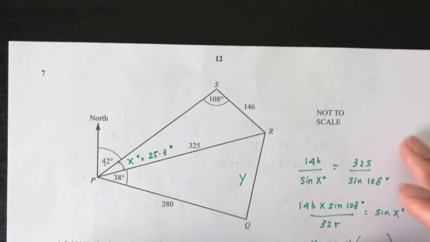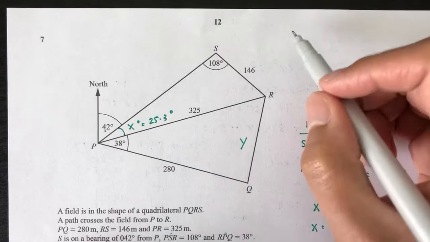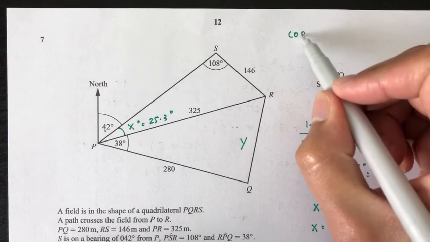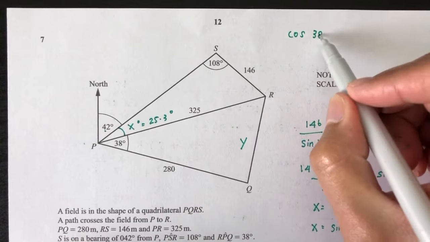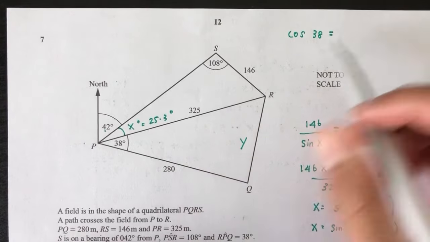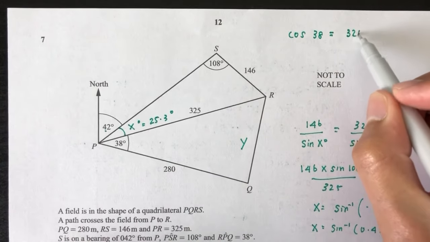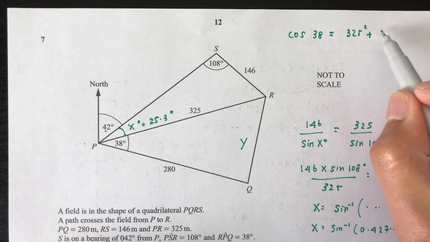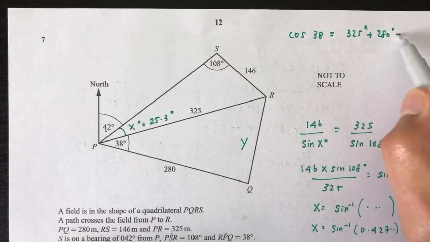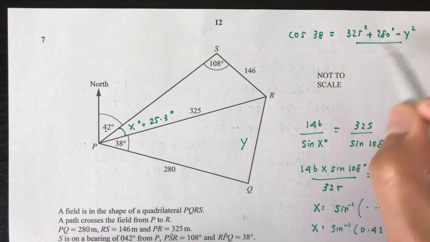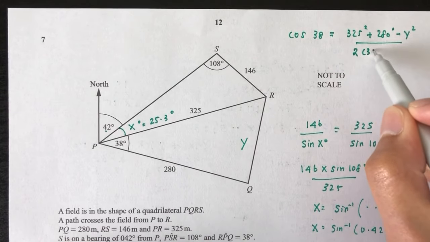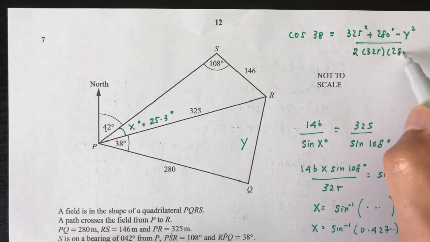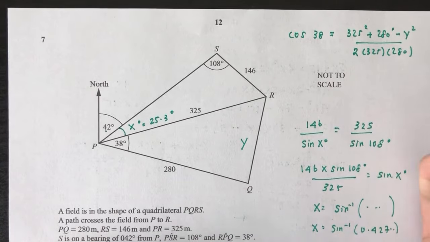So what does the cosine rule tell you? It tells you that cos of the angle, this one, 38, is equal to this 2 square, so 325 squared plus 280 squared minus y squared, divided by 2 times 325 times 280. So that's the rule we have to know. So now let's solve for y.